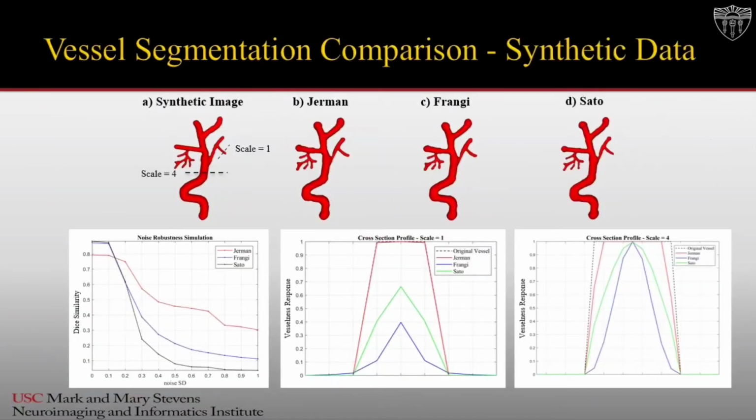The performance of three multi-scale Hessian-based methods has been compared on a synthetic image. It can be clearly seen that compared to Frangi and Sato's methods, the Jerman filter is more robust to noise and also has higher vesselness measure at response profile and at vessel boundaries for both small and large vessels.